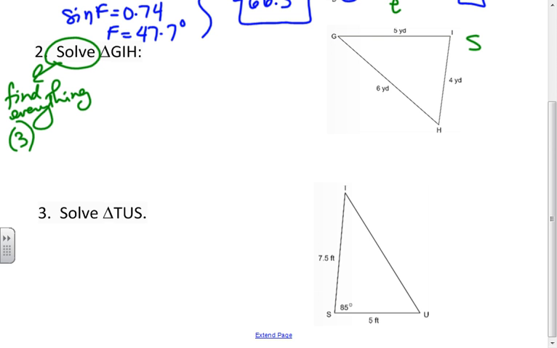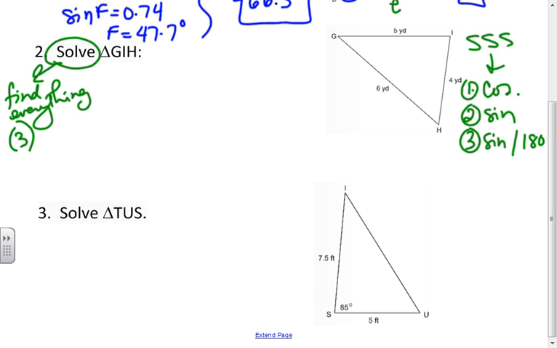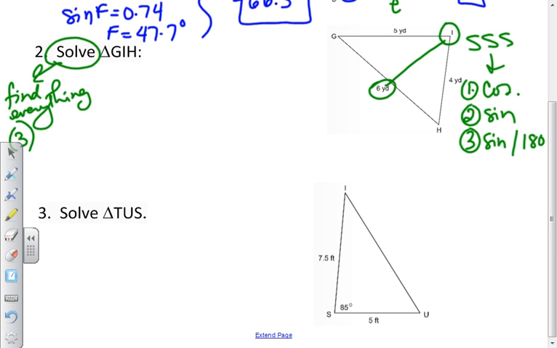So just because at first it doesn't look like you have enough information doesn't mean that you can't solve the problem. Now, here's this word again, solve, and that means find everything, which is usually whatever three parts are missing. In this case, I have side, side, side, meaning I know the three sides. You have to use the law of cosines first, then you can use the law of sines, and then you can either use the law of sines or subtract to find your other angle. Okay, so that's our plan. You may start on any angle you want. So I'm going to go ahead and start with I, just because.